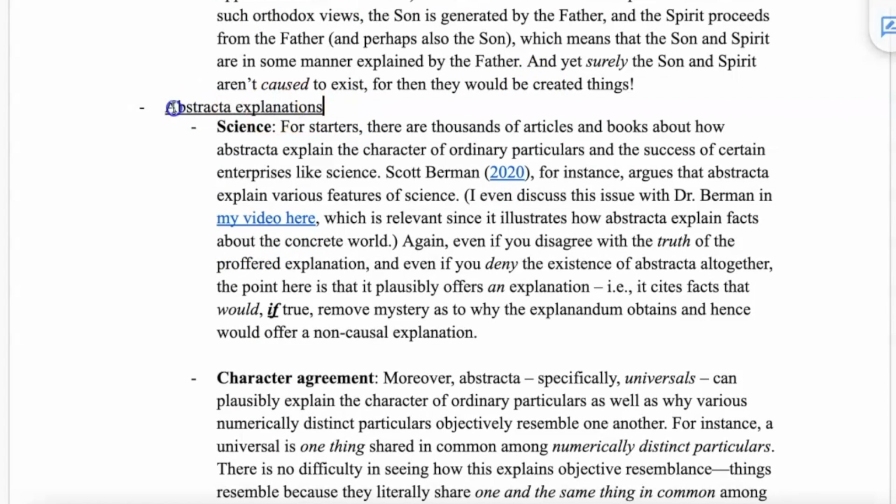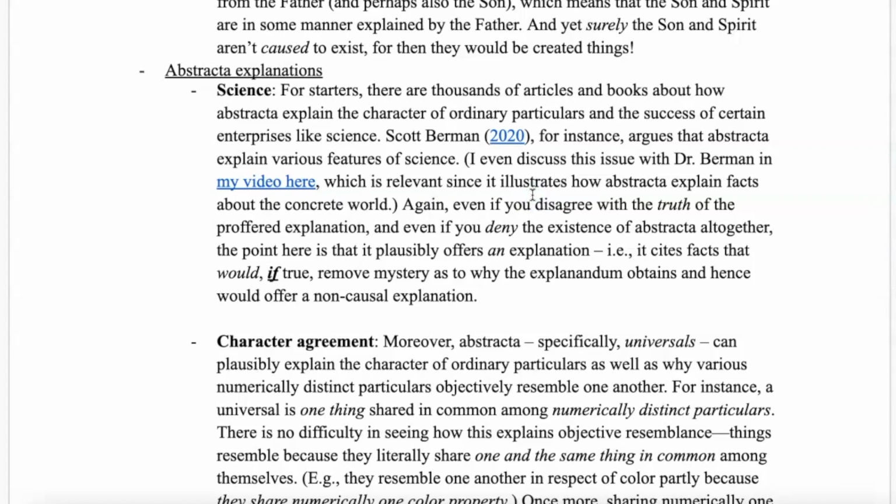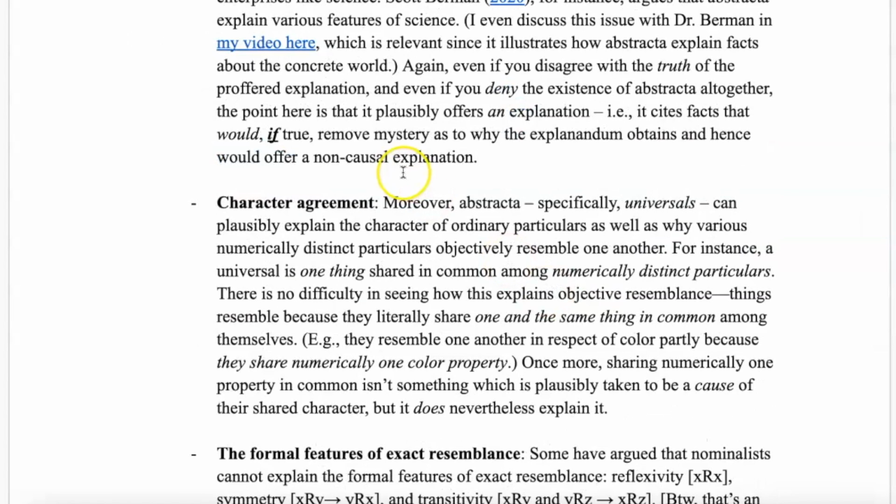There are also lots of explanations that appeal to abstracta. So for instance, in science, there are thousands of articles and books about how abstracta explain the character of ordinary particulars and the success of certain enterprises like science. You can see my video with Scott Berman, wherein he argues that abstracta explain various features of science. Again, even if you deny the existence of abstracta altogether, the point here is just that these explanations cite facts that would, if they were true, remove mystery as to why the explanandum obtains, and hence would offer a non-causal explanation. Abstracta also could arguably explain character agreement.